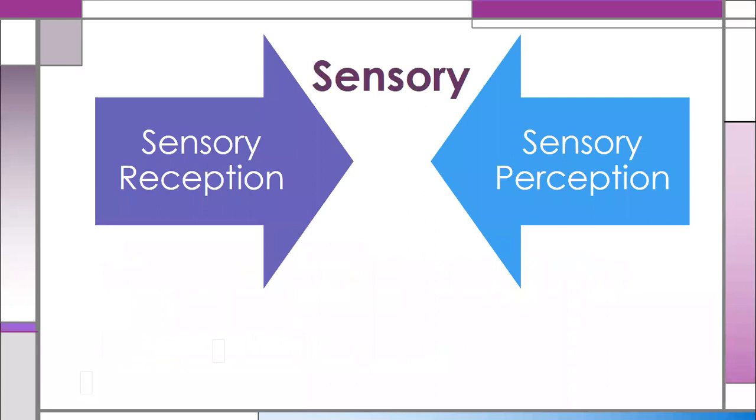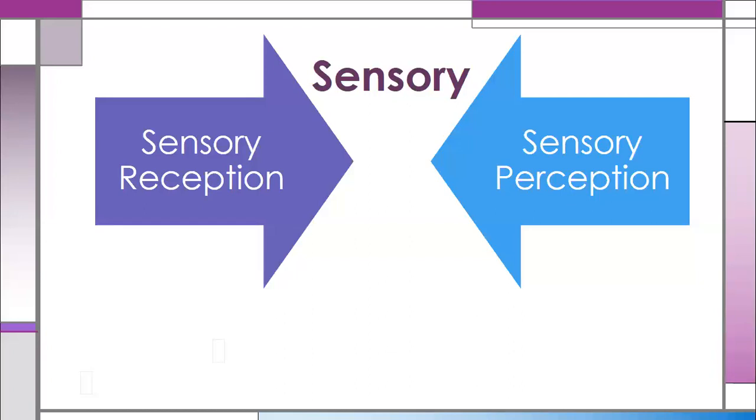So first off, you have sensory reception. That's the process of receiving data through your senses. And then you have sensory perception. Perception is the conscious process of selecting, organizing, and interpreting the data into meaning. It's influenced by the intensity, size, change, or representation of a stimuli, as well as your past experiences, knowledge, and attitudes.